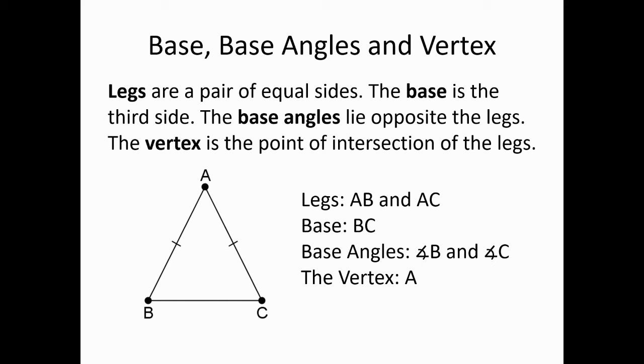And here's what we mean by that. So look at side AB, for instance. The angle that is opposite it, the one that lies on the opposite side of the triangle, is C. And the angle that is opposite AC is, of course, angle B. And then finally, the vertex, that is the point of intersection of the legs, is A.